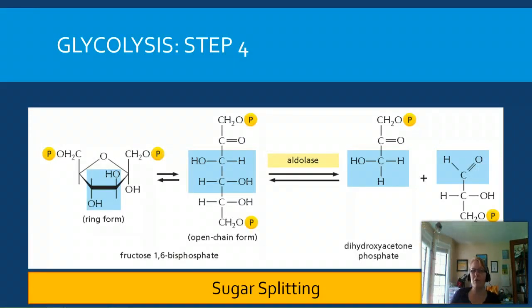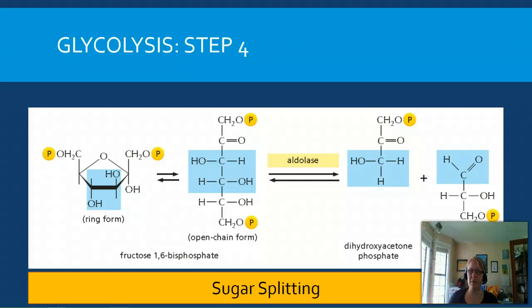So in step 4, we're going to enter into sugar splitting, and this is where the sugar is actually split. Now the molecule is not exactly a complete mirror. As you can see in the ring form, there's 2 hydroxyl groups that are upside down from each other, which means that they're not exactly mirror images when the sugar is broken. What that does is it produces 2 different molecules at the sugar splitting stage. We have the glyceraldehyde 3-phosphate, G3P, and we have the dihydroxyacetone phosphate.